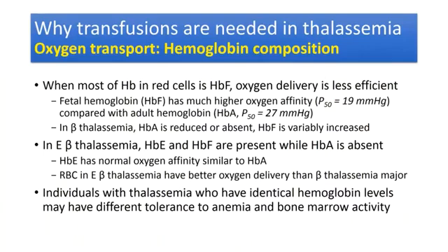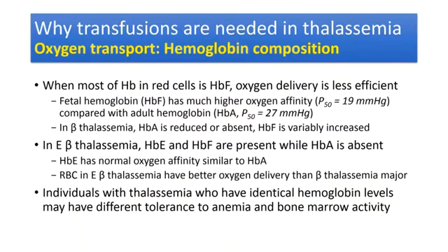The third issue in thalassemia is the type of hemoglobin, which directly relates to oxygen transport. So when all the hemoglobin inside the red cell is fetal hemoglobin, the oxygen delivery is less efficient because fetal hemoglobin has a much higher oxygen affinity compared to adult hemoglobin. And in beta thalassemia major, hemoglobin A is either severely reduced or completely absent, and it is replaced by F to a variable degree.